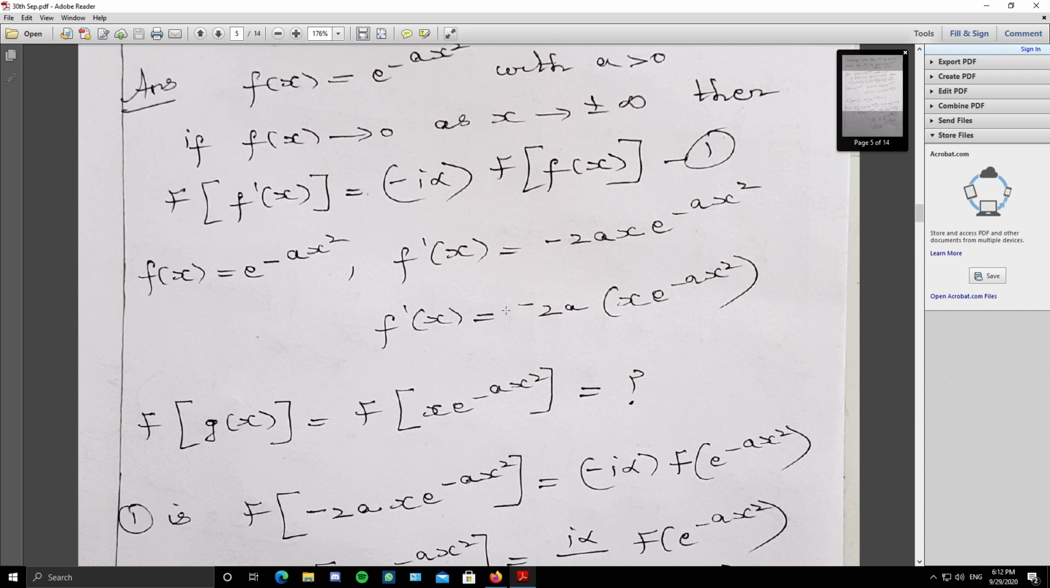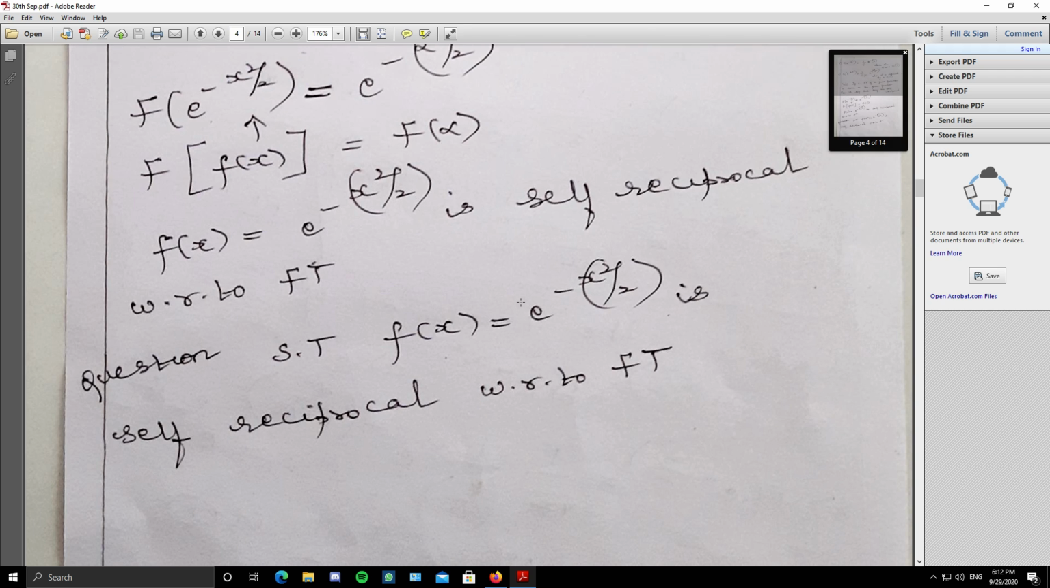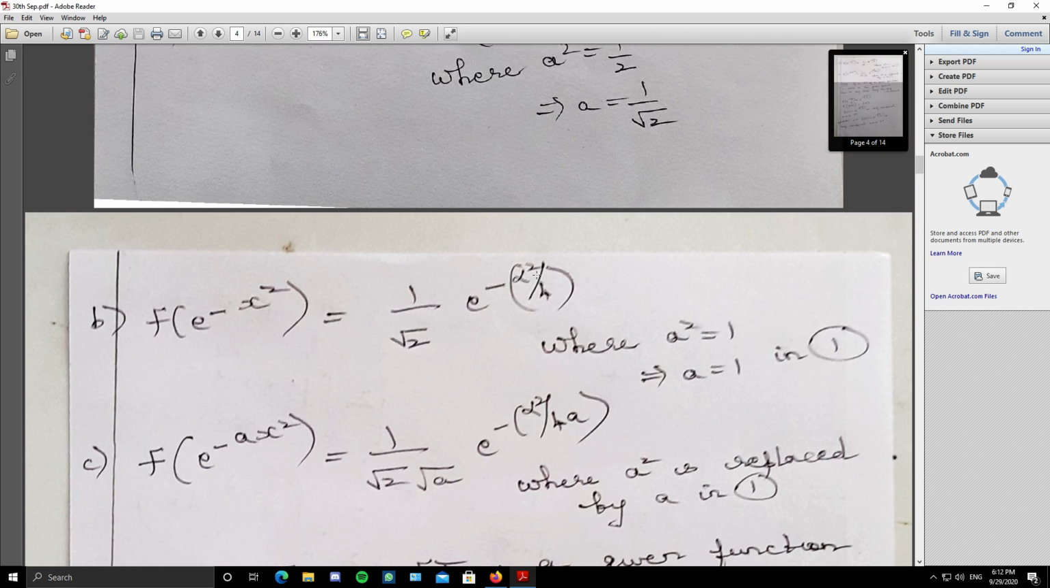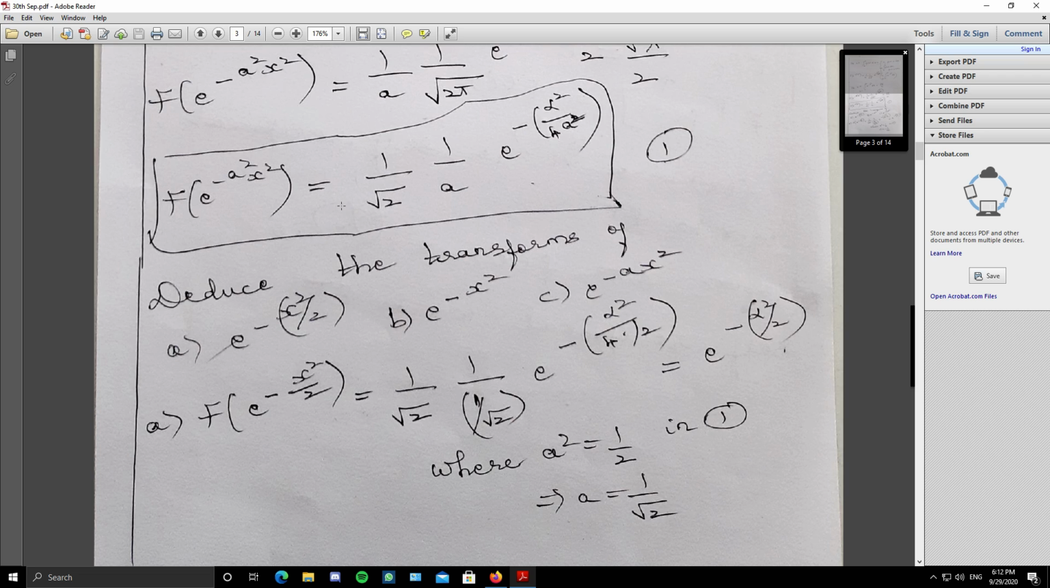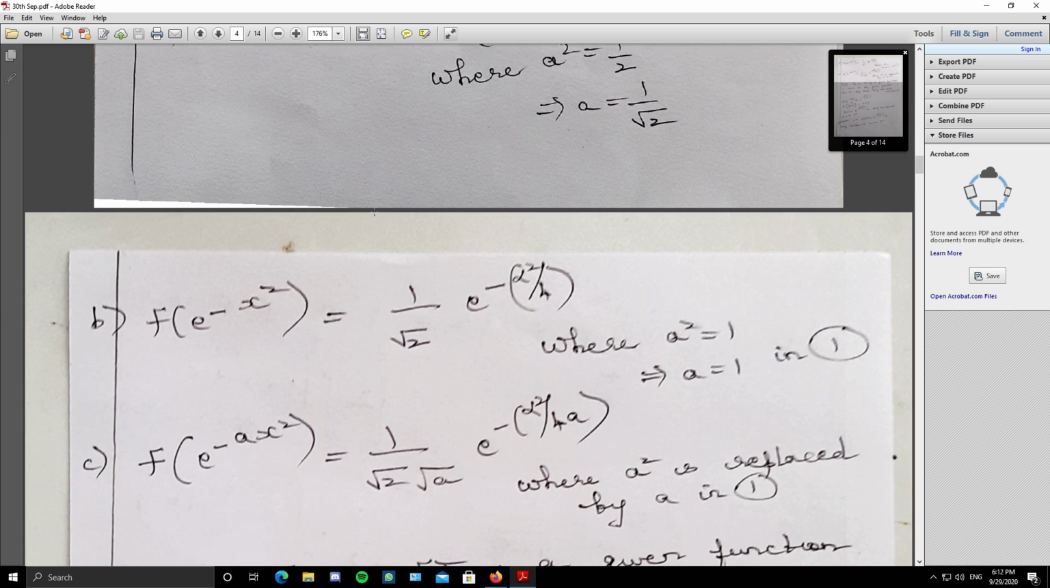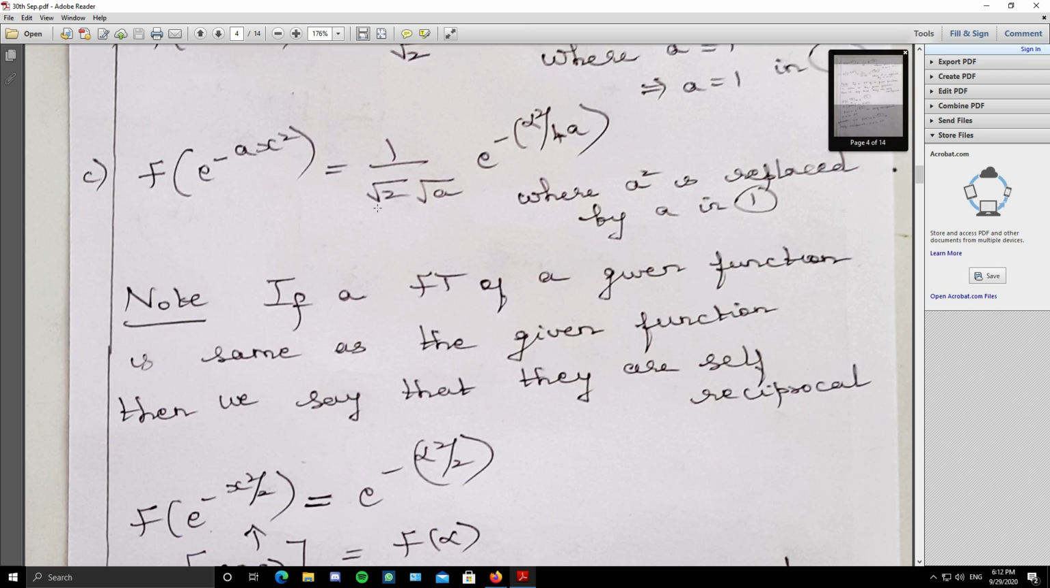I repeat, you should remember the transform of e power minus a square x square. You will be using it in problems. E power minus ax square, e power minus a square x square, e power minus x square by 2, e power minus x square. All the 4 are very important. If you remember at least the first one, you can do the rest. So remember this expression by heart. I will give it in the formula page later.